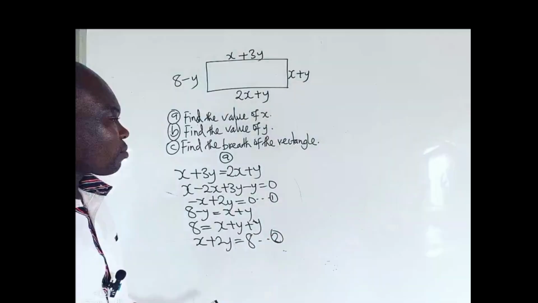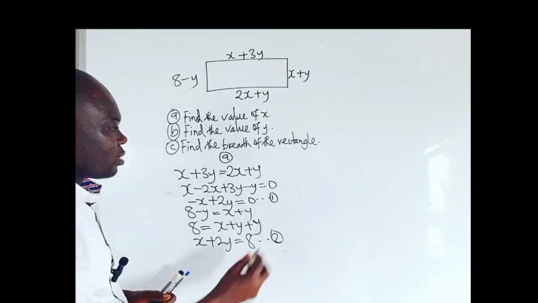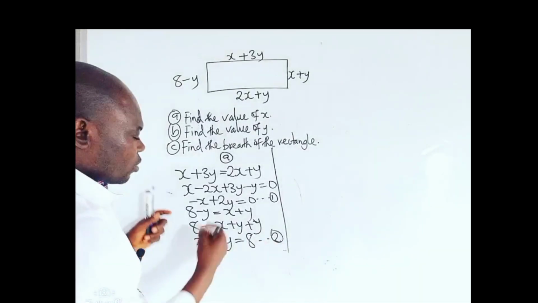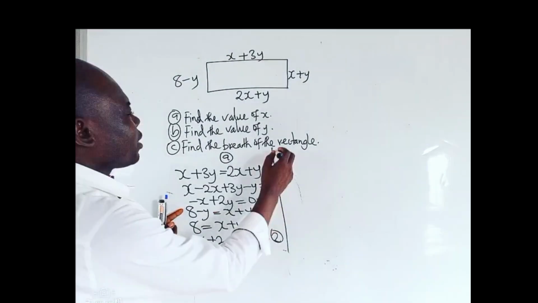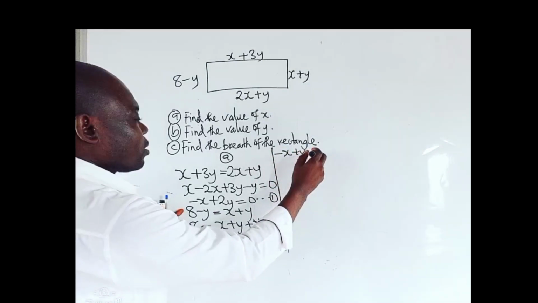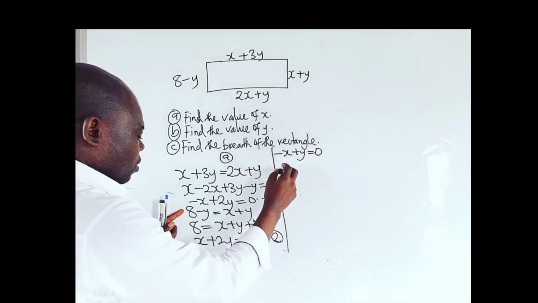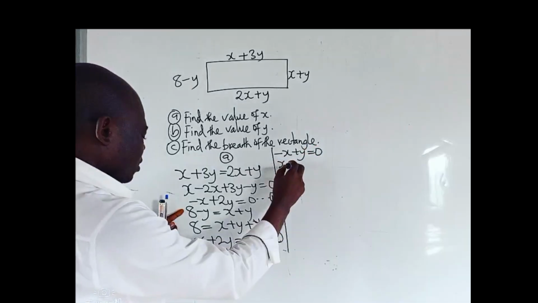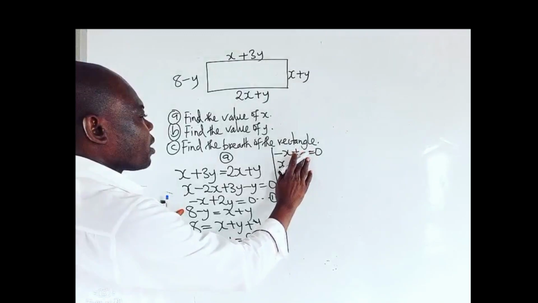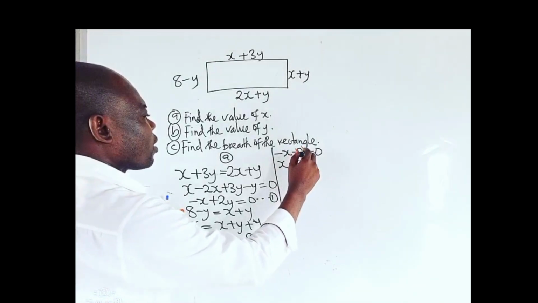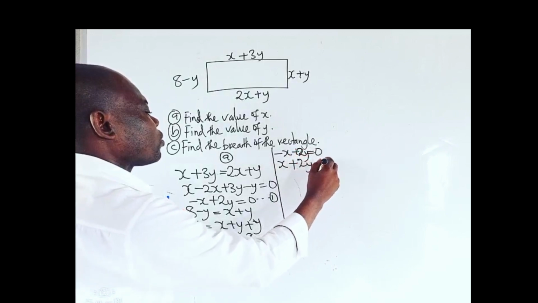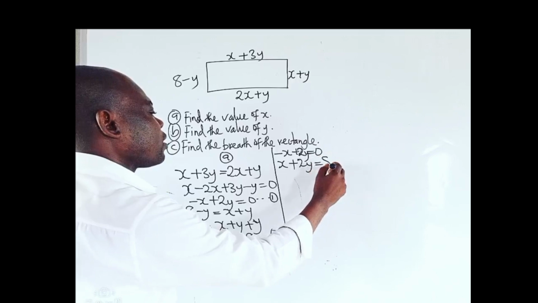All right, so we continue. We now solve simultaneously. We have our negative x plus 2y to be equal to 0. We have our x, okay, this is 2y actually, plus 2y again equal to 8.